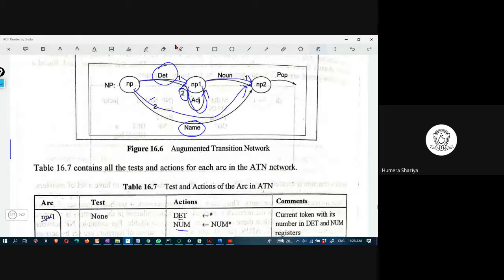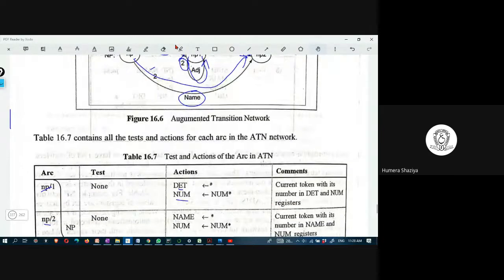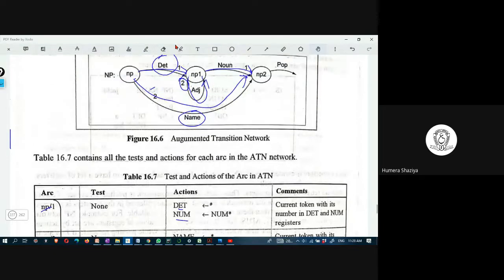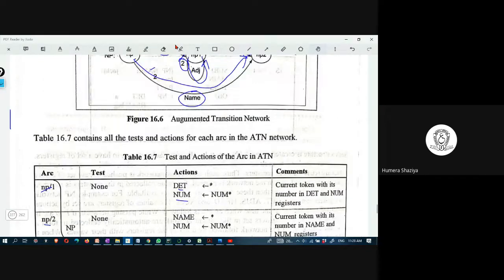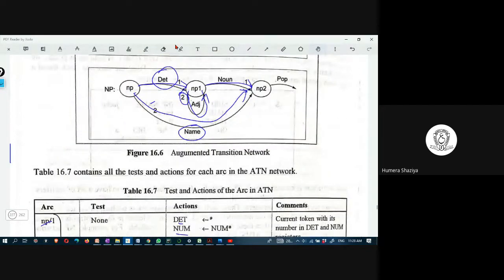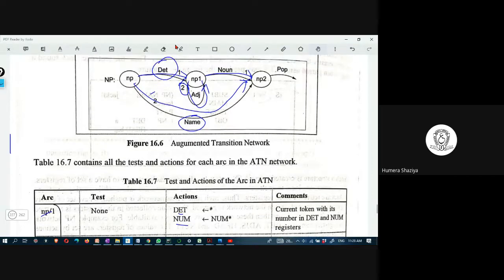and we have to go to path number 1, np1 1. When we have to go to path number 1, we have to check that here there could be num. Num means if there is a determiner or not.